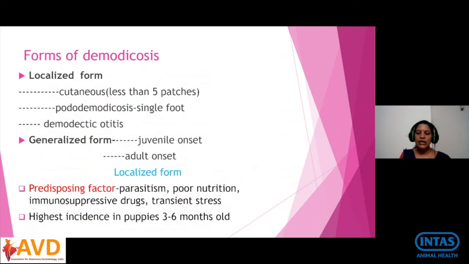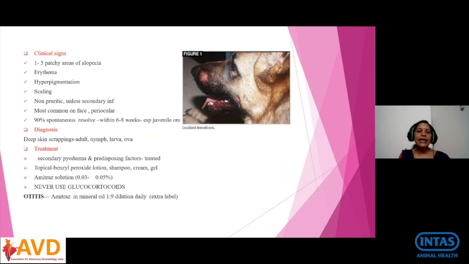And clinical signs, you can see localized 1 to 5 patchy areas of alopecia, and there will be erythema, hyperpigmentation, scaling, and mostly it will be non-pruritic unless there is a secondary bacterial infection. If pyoderma is there, then it causes some pruritus, otherwise it is mostly non-pruritic, and it mostly occurs on the face and also on the periocular region.